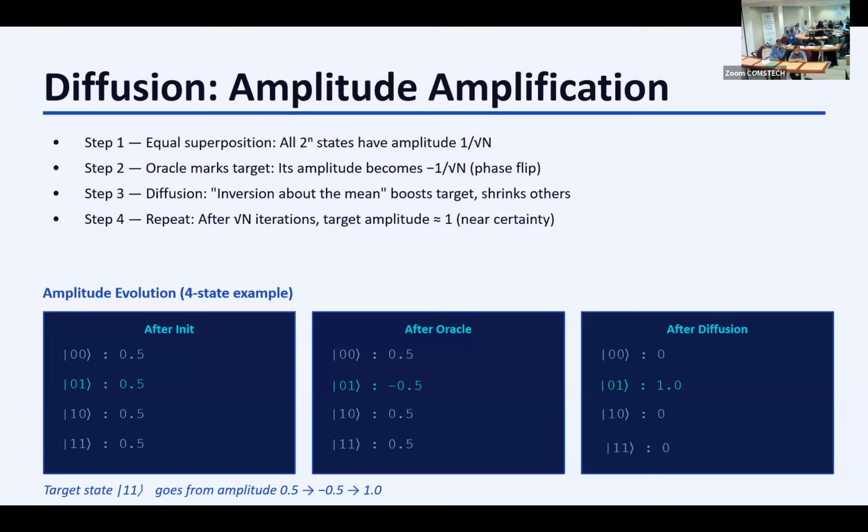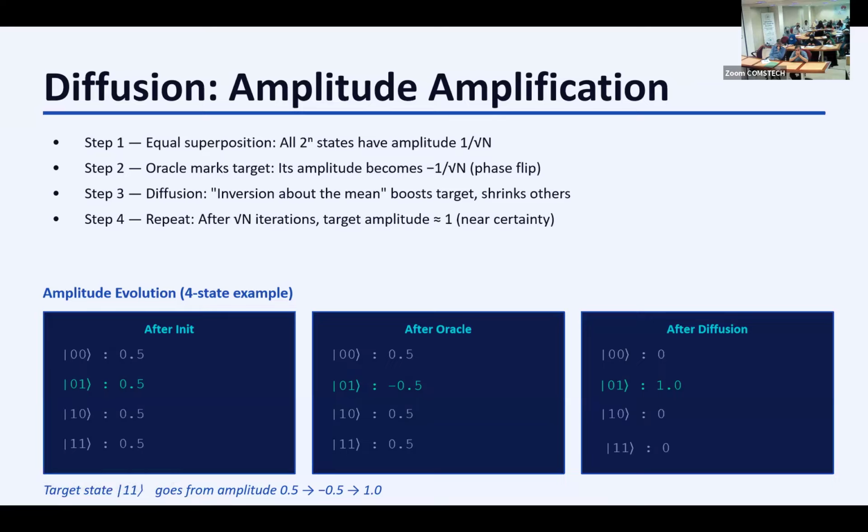Then comes the diffusion operator. Keep the same example of the bar graph, the histogram graph, which we have seen. For the amplitude amplification, what we are going to do is initialize the states in the same superposition. All of the states, like we are targeting the 0, 1 state, are right now in equal probability, with 0.5 probability of finding each state. But the state we want is 0, 1.